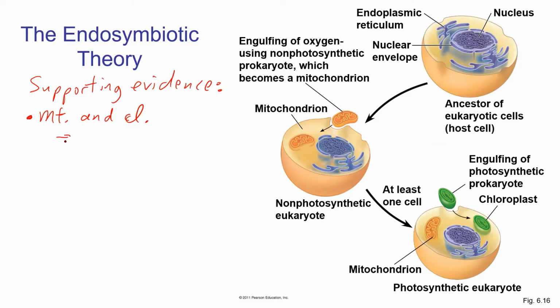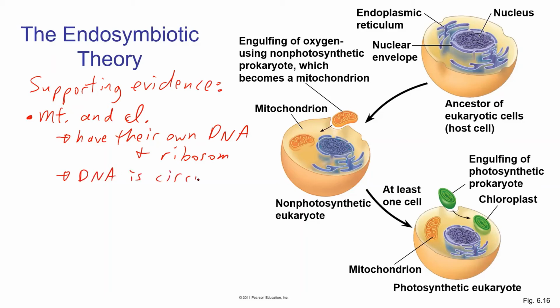Okay, mitochondria and chloroplasts have their own DNA and ribosomes. So that's a good point. That DNA is circular. Where have we seen circular DNA before? We have seen circular DNA in bacteria. So that is something similar.